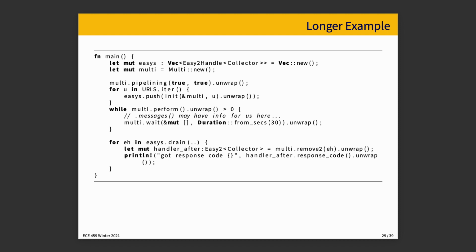And then when we're done, we will drain the easy handles collection. Drain just basically says take each item out of the collection and process it, and what we're going to do is remove the easy handle from the multi-handle, and also note for later what the response code was, should we be interested in that. So let's actually take this for a spin.